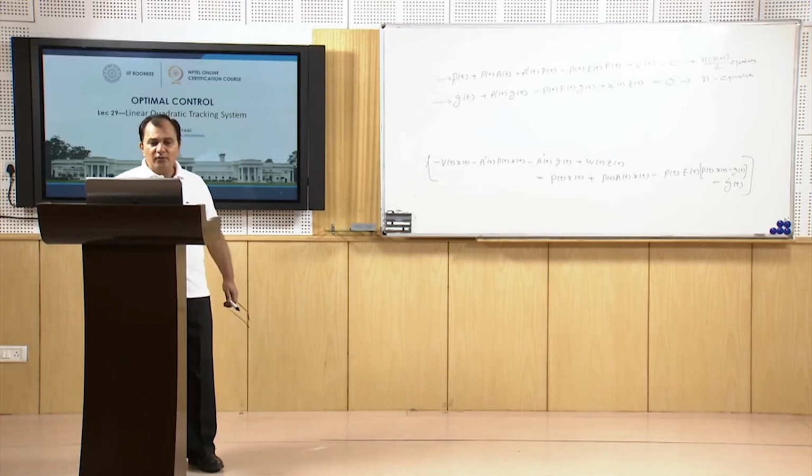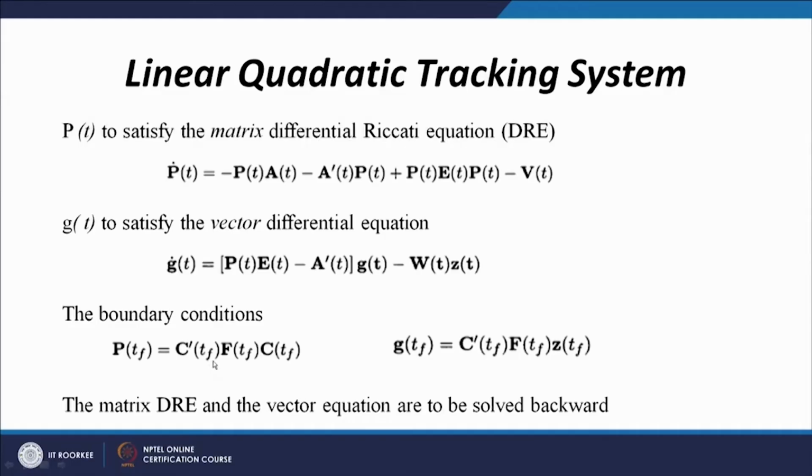And what were my conditions? As we have seen there, my P(tf) is C prime(tf) F(tf) C(tf), and G(tf) is C prime(tf) F(tf) Z(tf). Z is my reference input which is known to me, F is known to me, C prime(tf) is known to me. So, the terminal condition G(tf), this whole vector is known to me. Similarly, P(tf), C is known, F is known. So, this whole terminal condition is known.